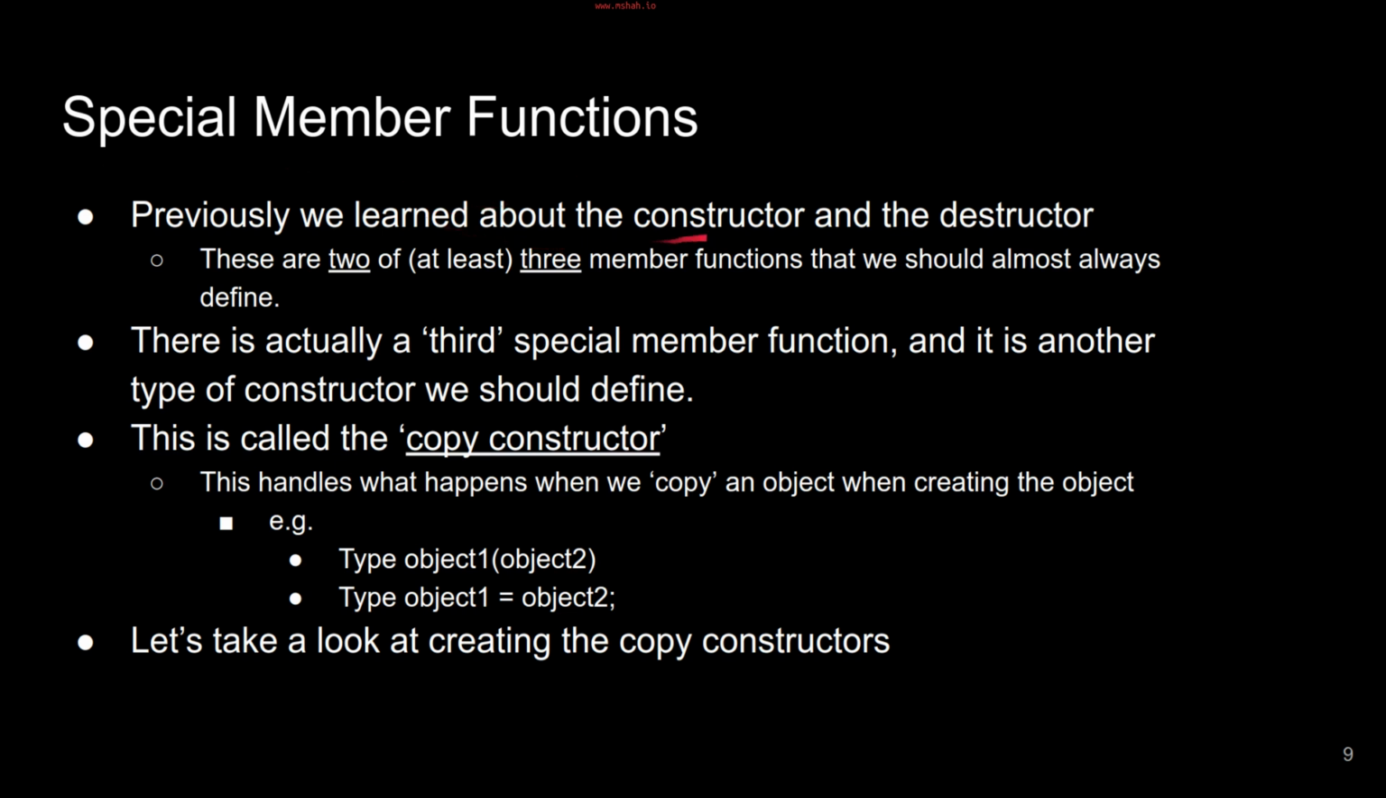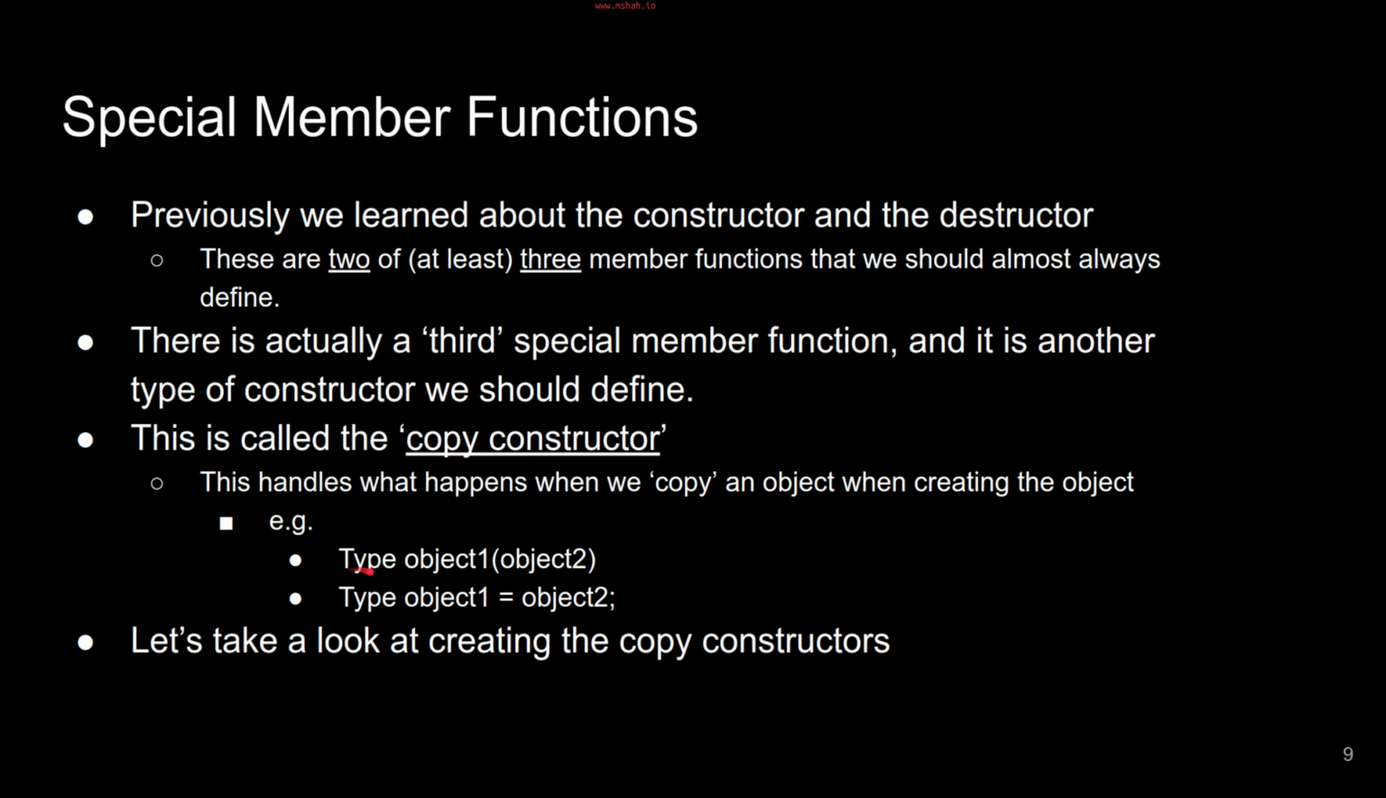Previously we learned about the constructor and the destructor, and I'm going to show you 3 member functions that we should always define in our classes, okay? This third special member function is another type of constructor that we should define, and it's called the copy constructor. It handles what happens when we copy an object, or when we're creating something new.